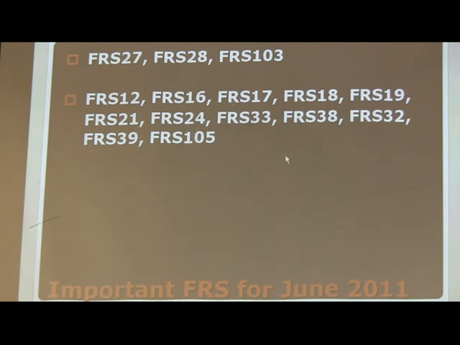Other than this, you should also spend time on those FRS that are not listed here, but these will be particularly important for this coming exam.